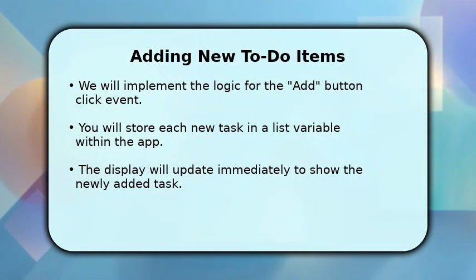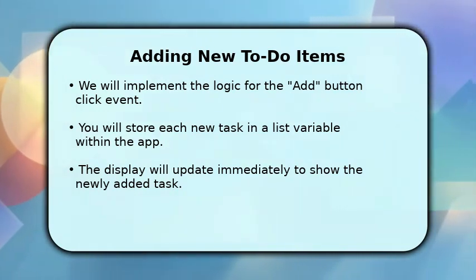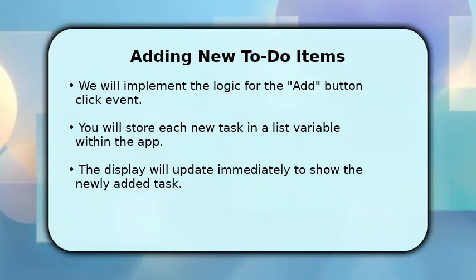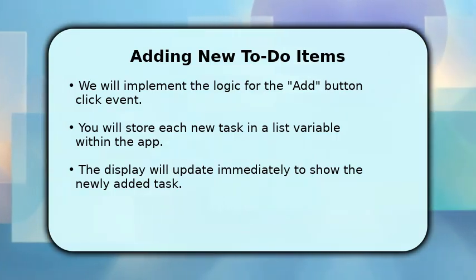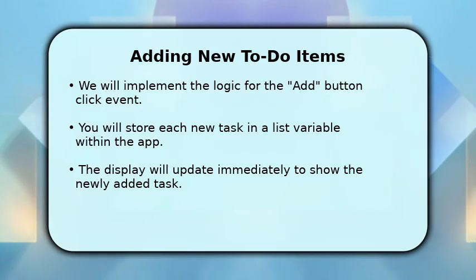Now let's bring our Add button to life. When a user types a task and clicks this button, we will capture that input. The task will then be added to a list variable, acting as our temporary storage. Immediately afterward, the application's display will refresh, showing the new item. This ensures users see their tasks appear in real time, providing instant feedback.